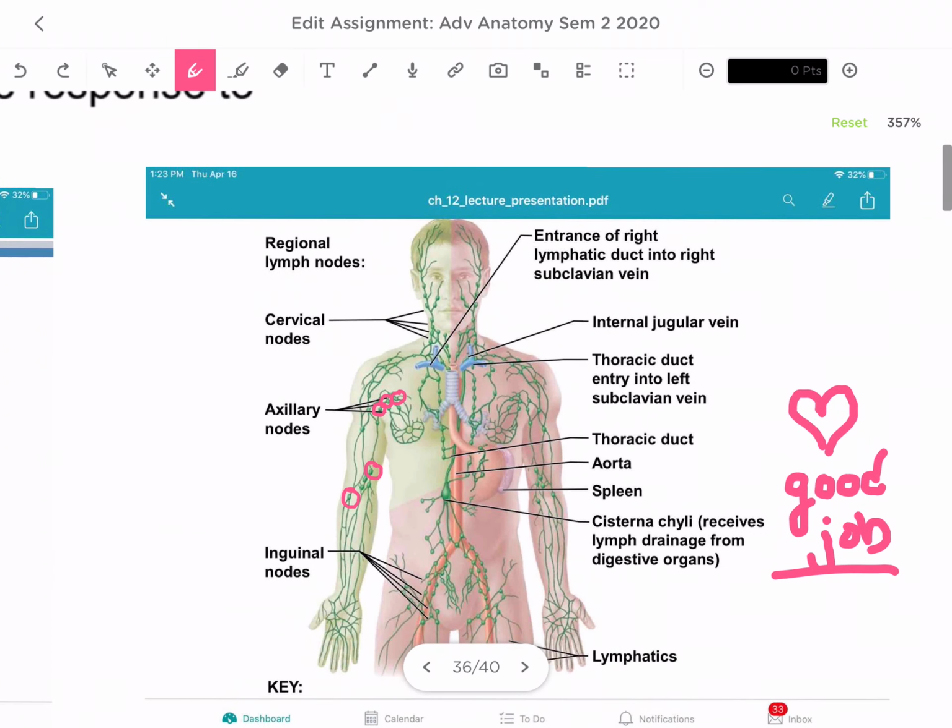The most common places to find clusters of lymph nodes are the inguinal region, underneath your underarm, the axillary region, and the last one is in your neck, the cervical region. That's where you find huge clusters of them. If your doctor is feeling your neck when you're sick, he's looking at these cervical nodes and looking for infection.